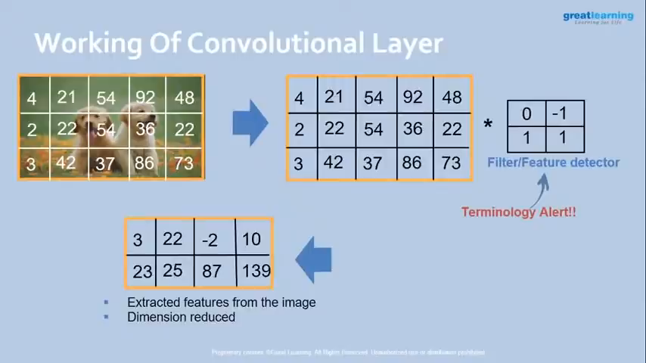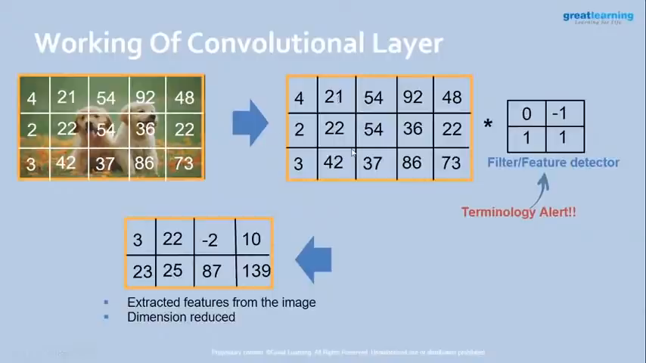Okay. So I got a question from Shilpi. Why not 42, 37, 86? Okay, so you are talking about this part, right? The extracted features. I will show you what I have done over here. There is a mathematical part to it. From that you can understand how I get this new array, that is 3, 22, minus 2, 10, 23, 25, 87 and 139. Okay, I will just let you know for that. If you can see, I have this part, right?